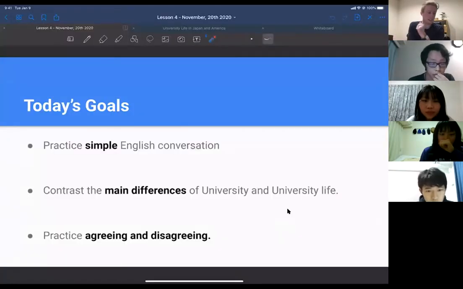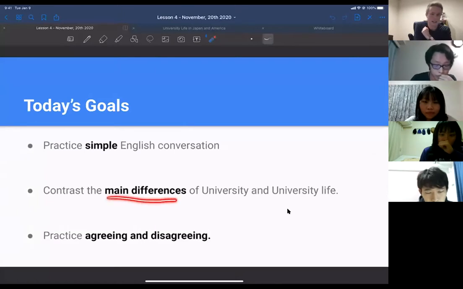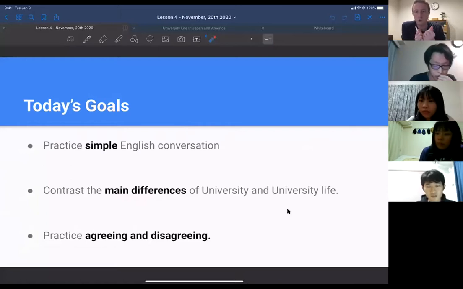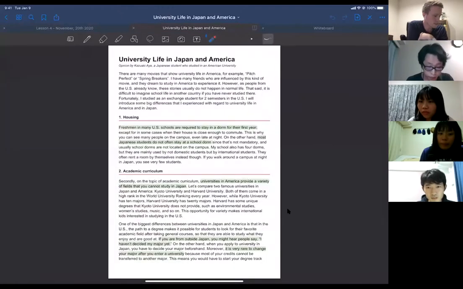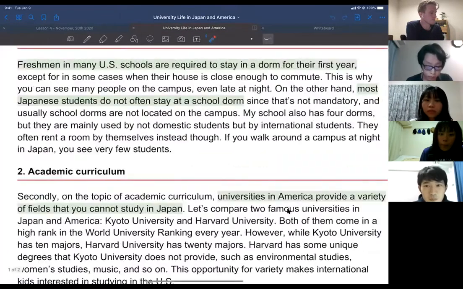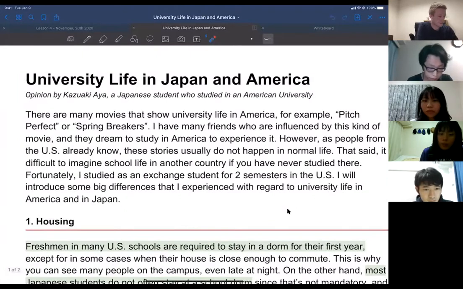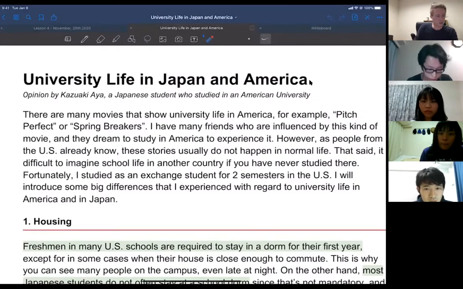So today's topic, today's purpose, is contrasting two ideas, telling the difference between two ideas. What is different? Yesterday, I gave you a paper, an article with one student's opinion about studying in America. It was this, University Life in America. So this is a short opinion article, opinion by Kazuaki Aya.